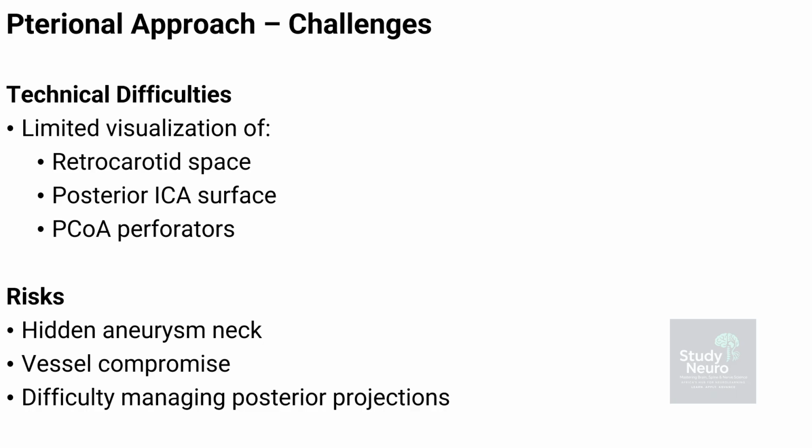These limitations increase the risk of missing the true aneurysm neck or inadvertently compromising nearby vessels, particularly when the aneurysm projects posteriorly or inferiorly, where access through the standard corridor becomes restricted and more demanding. Errors can happen fast. For this reason, careful microsurgical technique and constant awareness of hidden anatomy are essential, because even slight misjudgment in these deep areas can lead to vascular injury or incomplete aneurysm treatment. Attention must stay high throughout the procedure.